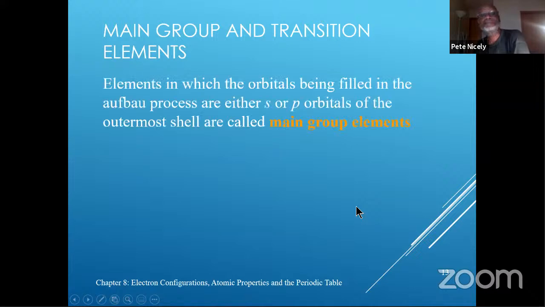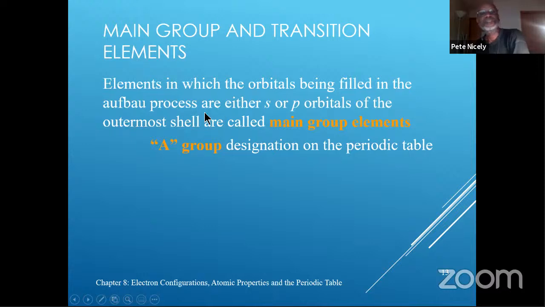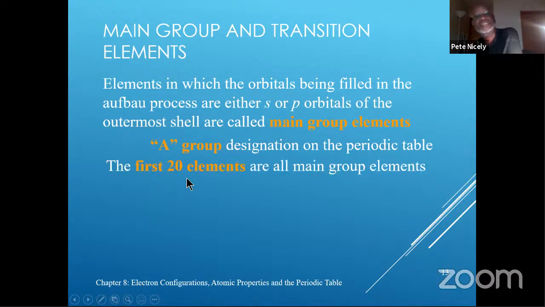Okay, and then some statements here concerning the Aufbau principle. Elements in which the orbital is being filled in the Aufbau process are either S or P of the outermost shell. They're called the main group elements, right? So basically any element where, in the electronic structure, the highest energy electrons are occupying either the S or P orbitals, then those are main group elements, which are also called the A group elements, right? And just a statement here about the first 20 elements. These are all main group elements.